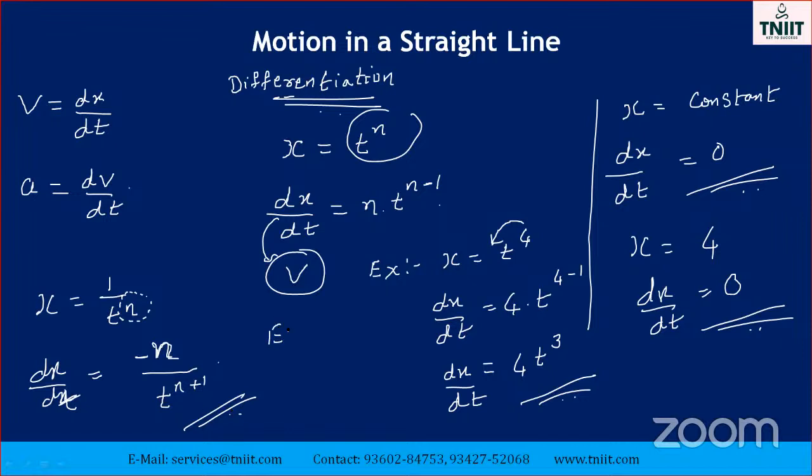Look at this example, students. If I say x is equal to 1 by t squared, how to differentiate this with respect to time? dx by dt is equal to minus 2 whole thing divided by t power 3. So this is how we are differentiating with respect to time. These are the differentiation formulas you have to remember, students, to solve the calculus part.